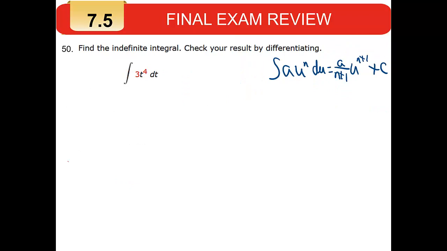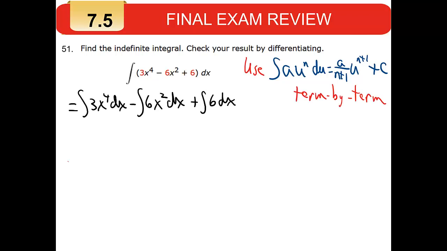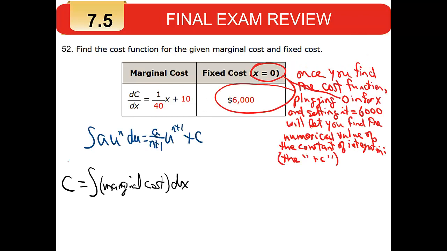Now we're doing some integration problems. That's simple. The antiderivative of 3t to the 4, so you're using the power rule for antiderivatives, or for integrals. Here you're going to do it term by term, but you're going to use the power rule for integrals.